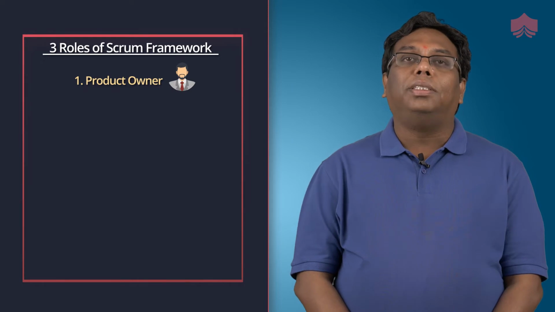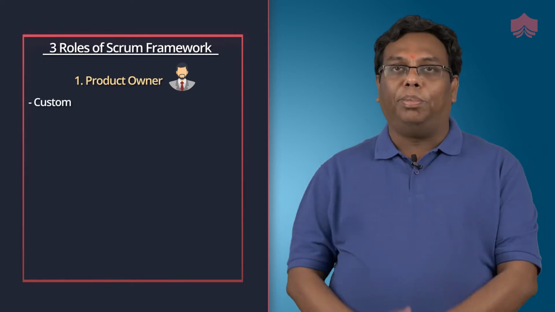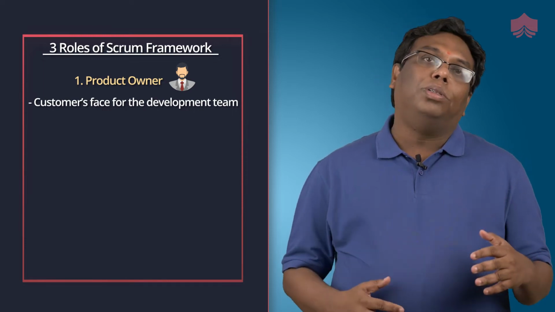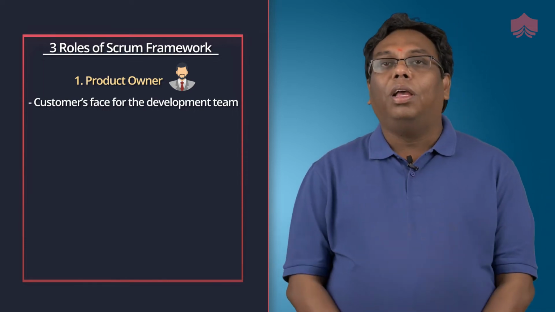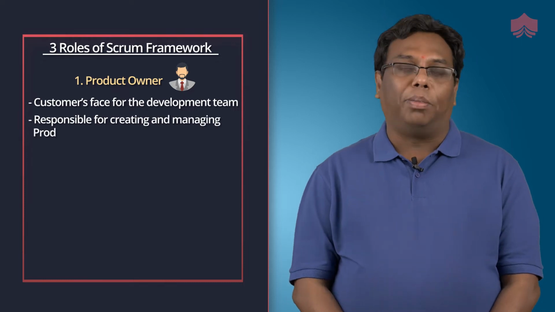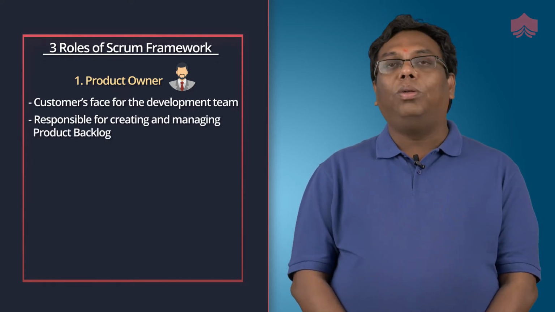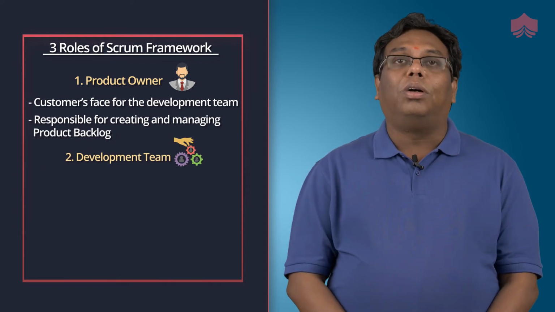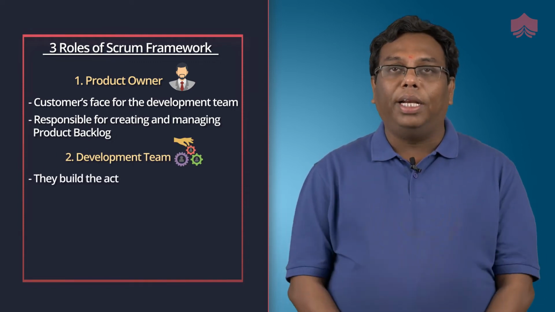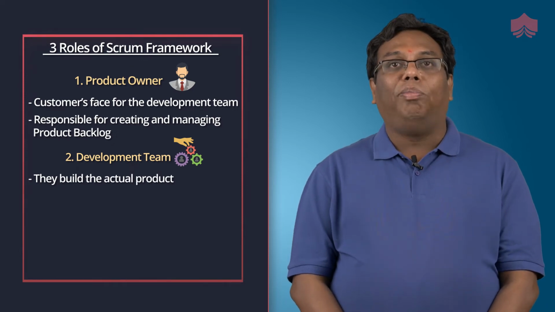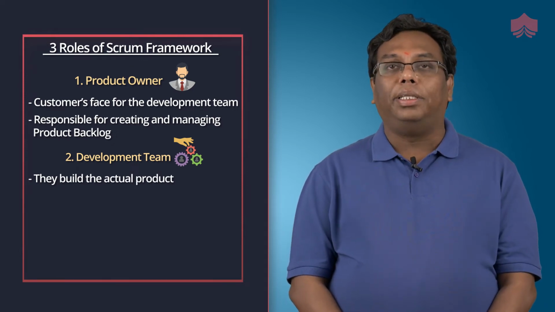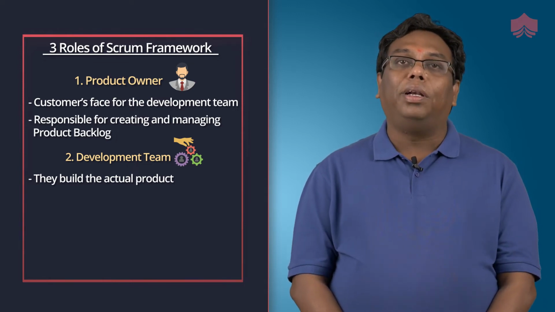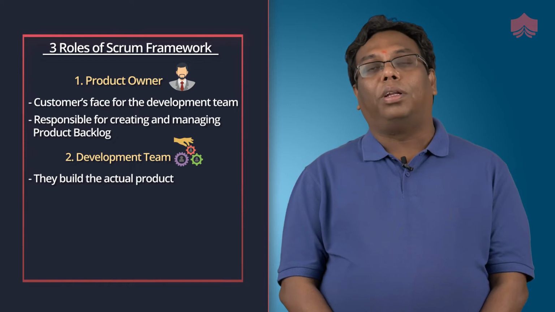The product owner is basically the customer face for the development team. You can think of him as the person who is responsible for creating and managing the product backlog. The next role we have is the development team. The development team are the ones who are going to build the actual product, right? So the how part of building the product is entirely decided by the development team, whereas the what part of product development is decided by the product owner.